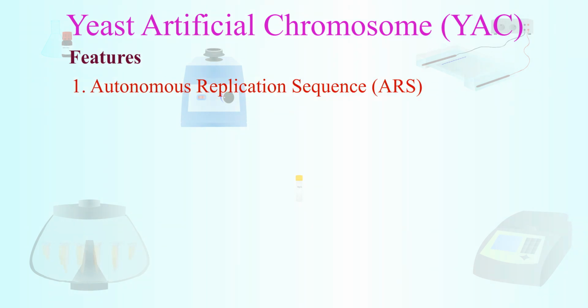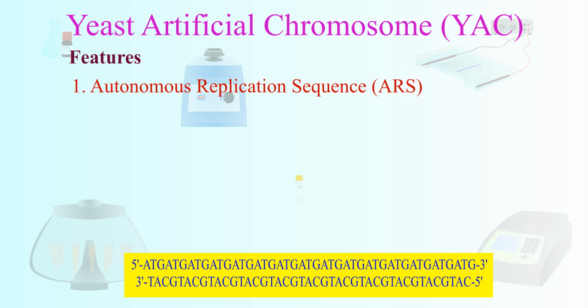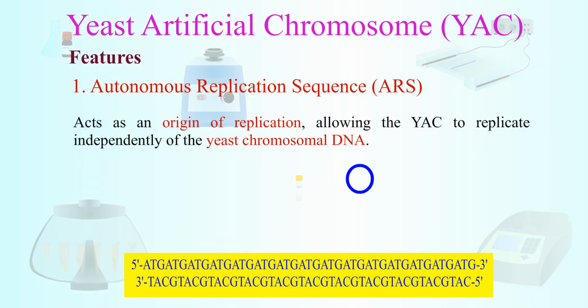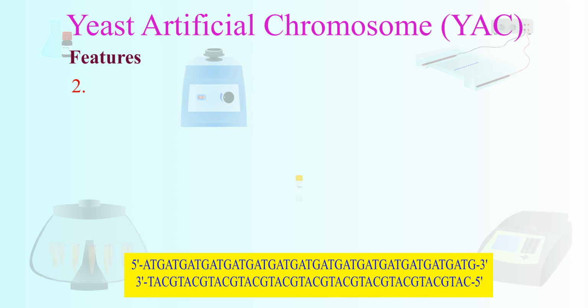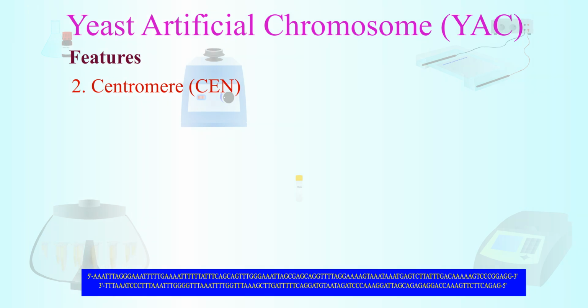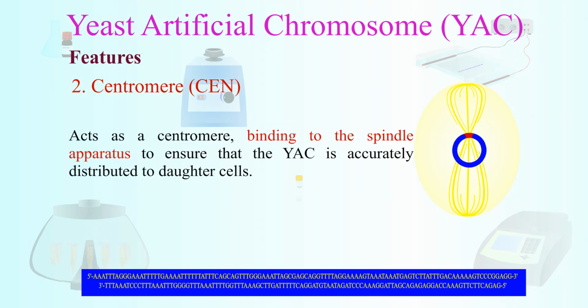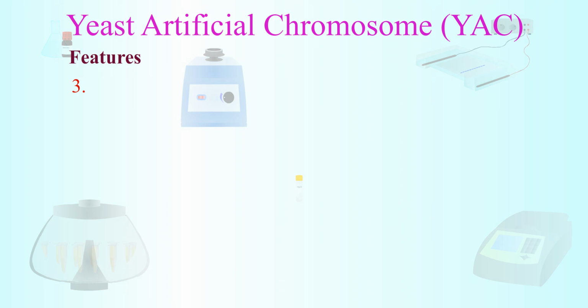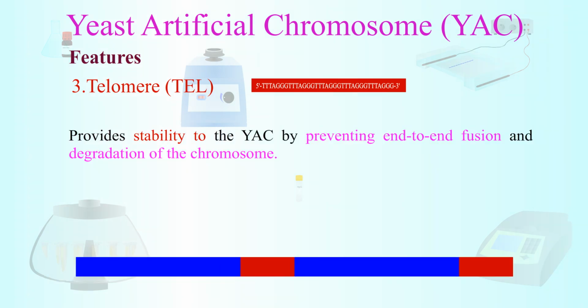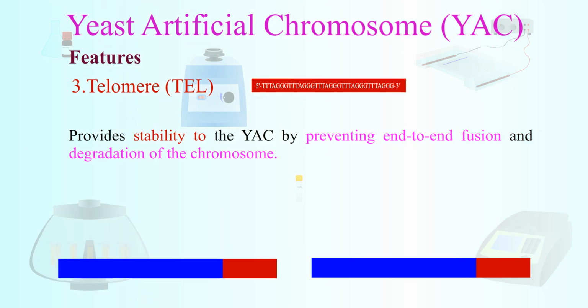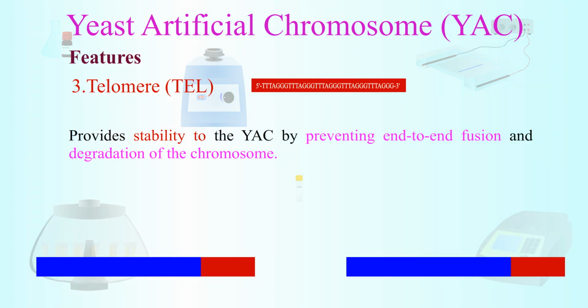1. Autonomous replication sequence, or ARS, acts as an origin of replication, allowing the YAC to replicate independently of the chromosomal DNA of yeast. 2. Centromere, or CEN, binds to the spindle apparatus to ensure that the YAC is accurately distributed to daughter cells. 3. Telomere, or TEL, provides stability to the YAC by preventing end-to-end fusion and degradation of the chromosome.